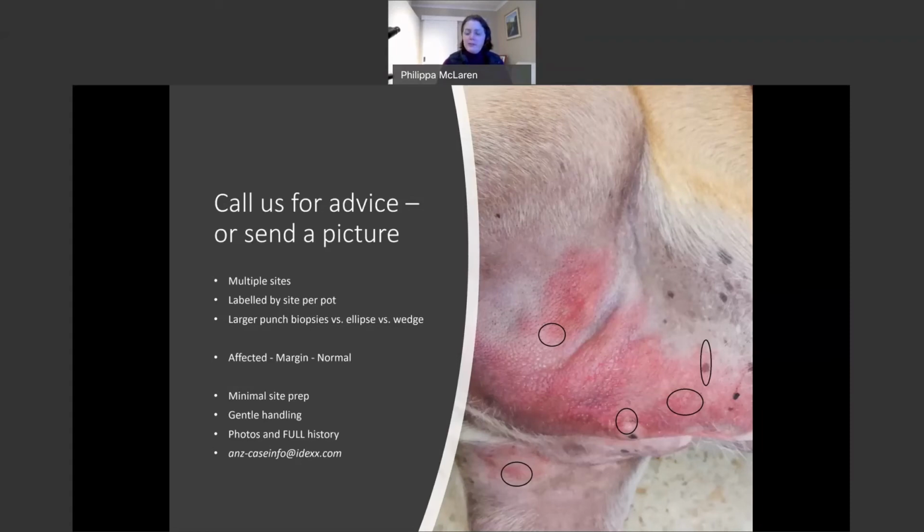Handle the tissues as if it's paper towel, really very gently. The tiniest of forceps, the most gentle rolling into the formalin pot. And give us those photos and the full history. And again, there's that email address for you.